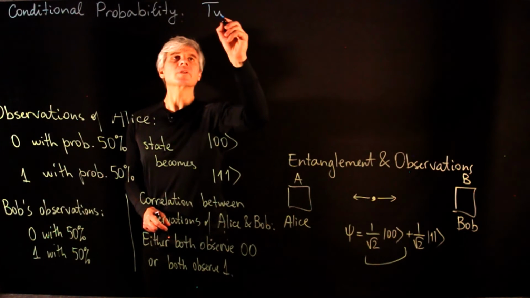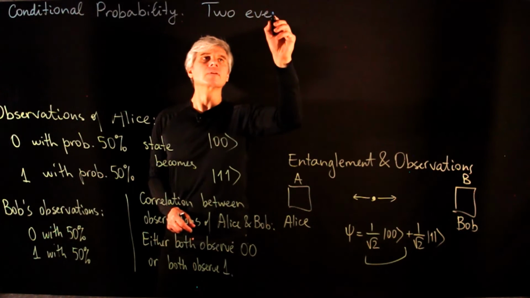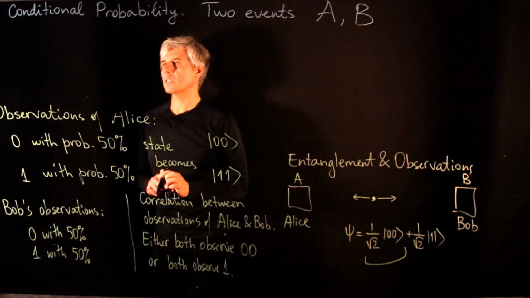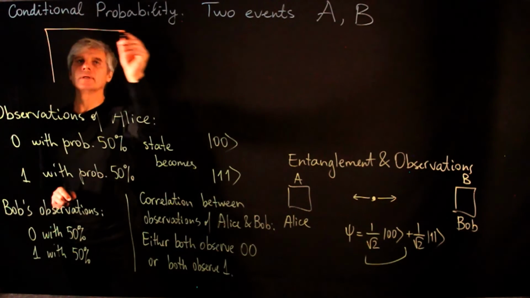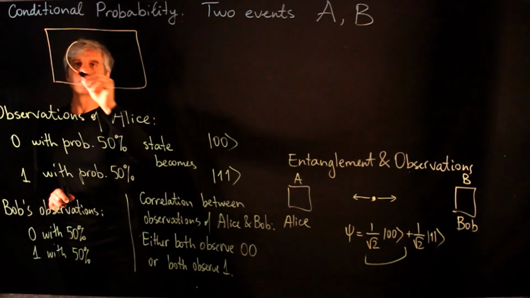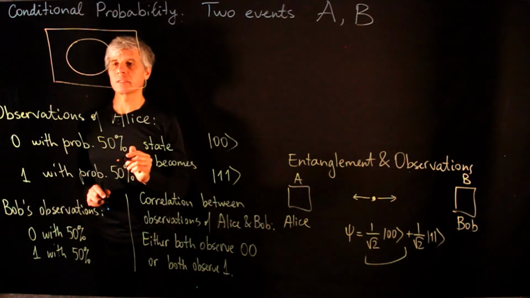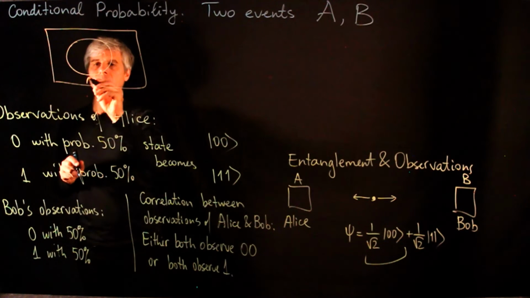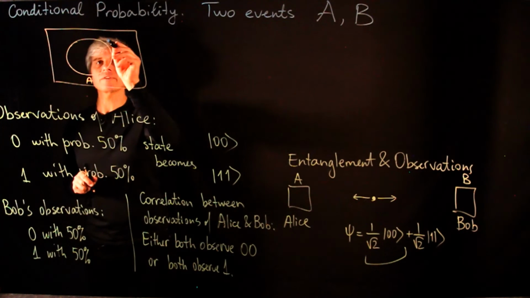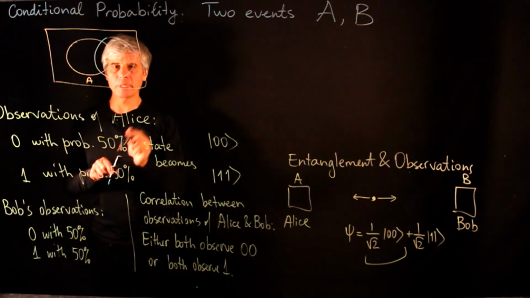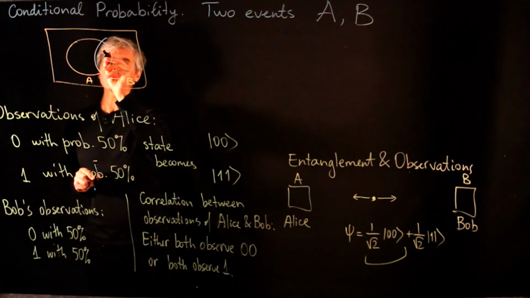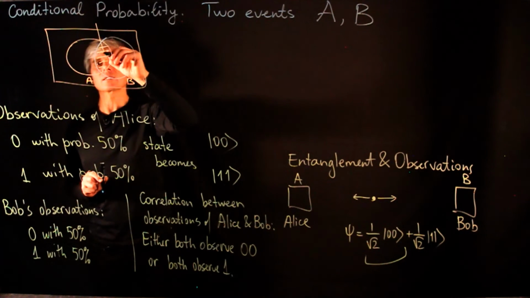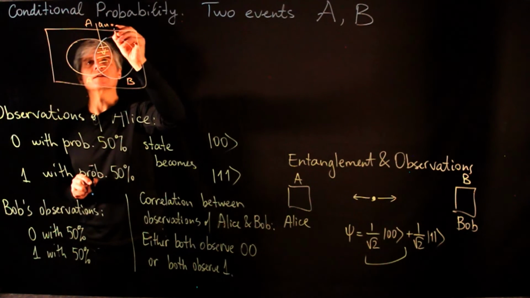Suppose we have two events, A and B. And let's draw a Venn diagram here. So we have one event A, and another event B. Right? And here we have the intersection of these two events. So this means that here we have A and B simultaneously.